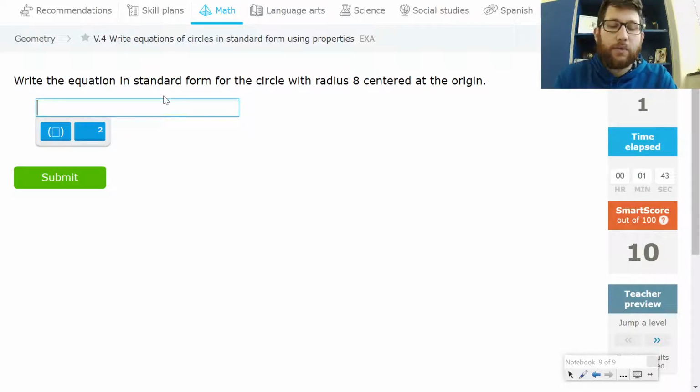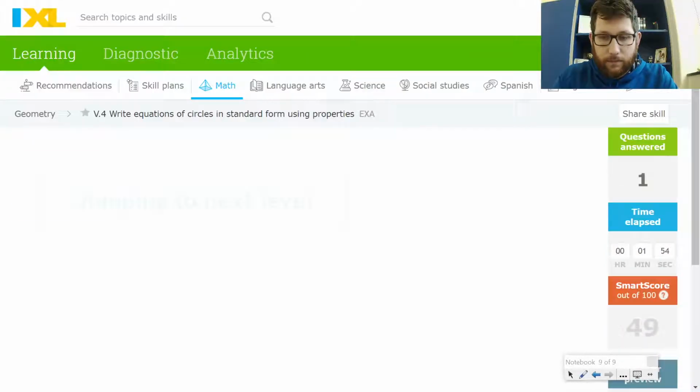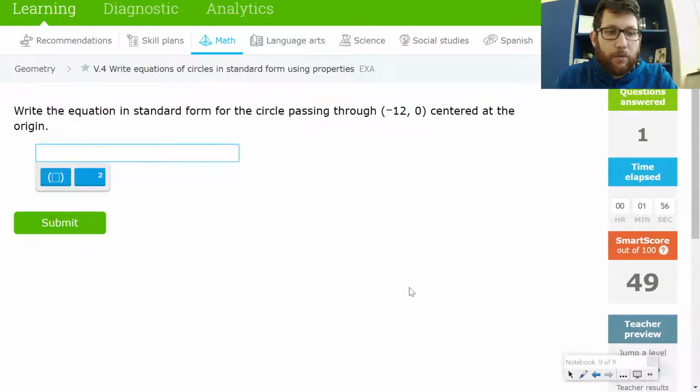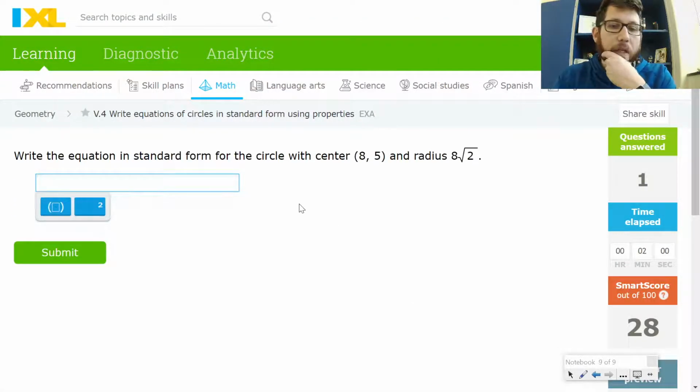Now notice, on that last one we had x minus 0 squared and y minus 0 squared. That could have just been x squared and y squared, right? We don't have to write the minus 0 if it's just 0. But let's jump up a level or two here, and let's take a look at some harder ones.